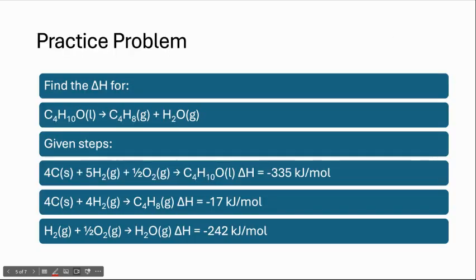Then next we'll look at the second one. We notice that what we want is C4H8 and H2O on the product side. Our second step has C4H8 on the product side, and that is what we want. It has a correct coefficient as well, similar to the first step. But this time we don't have to flip the equation. So we can leave the second step alone.